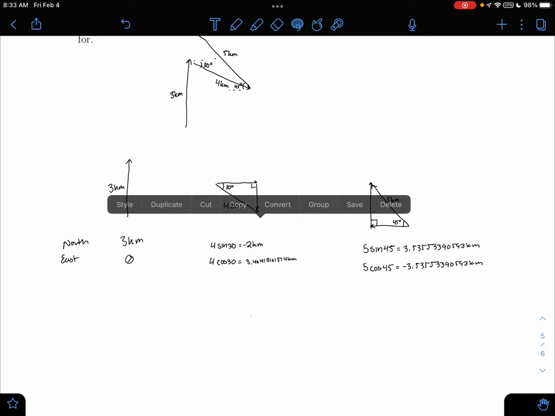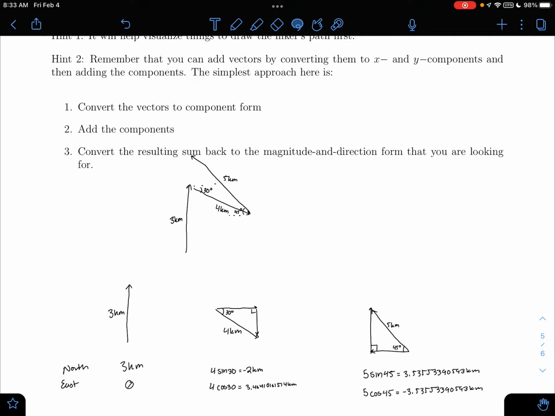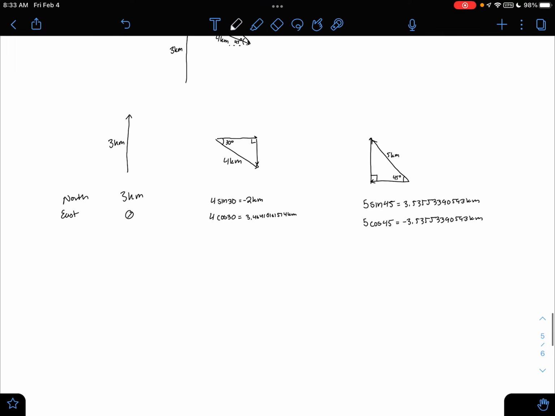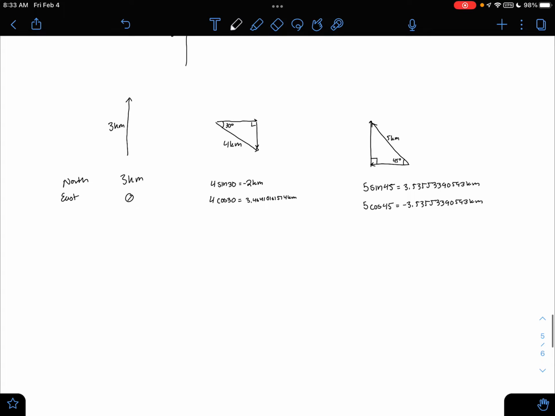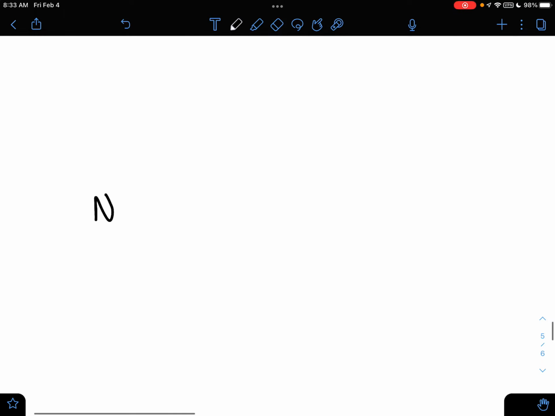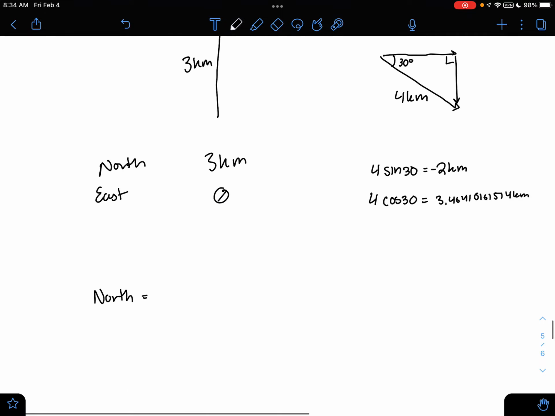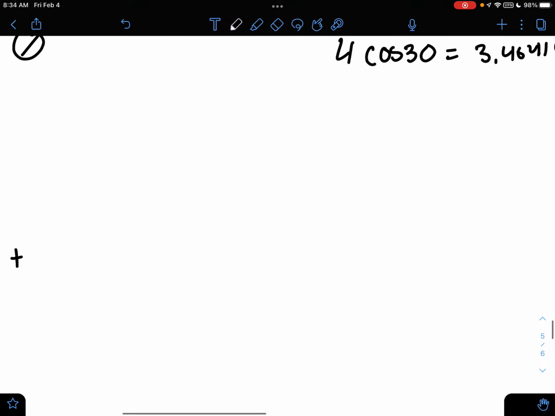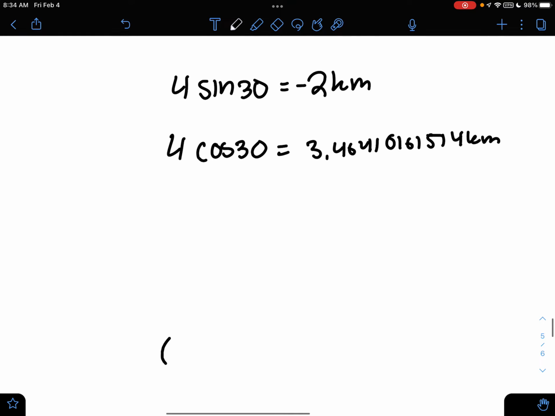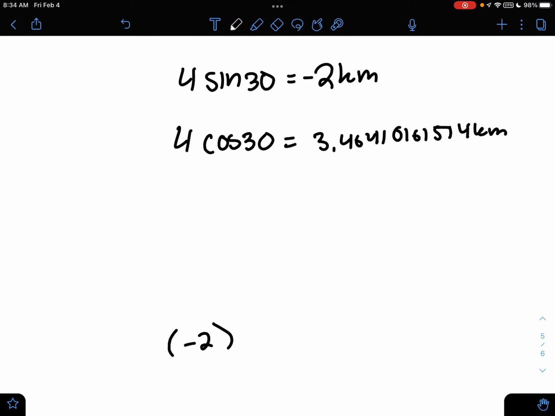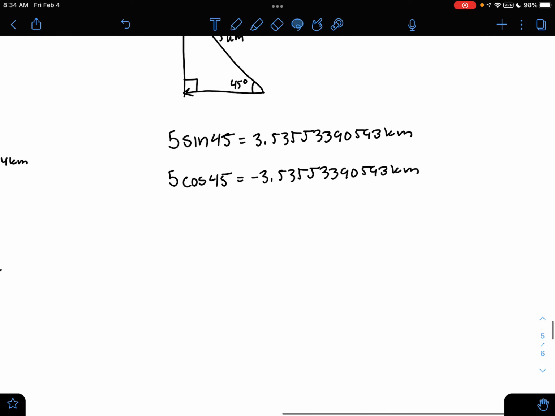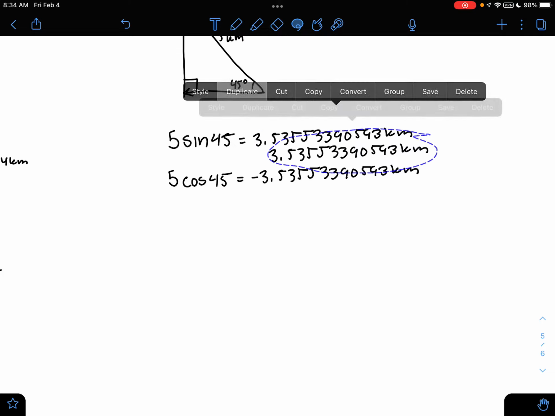Cool. Now, to find this final position, right, we're going to have to add them all together. So let's add all of our north directions. North is going to be, said it was 3 plus our negative 2 plus that monstrosity, 3 point whatever.